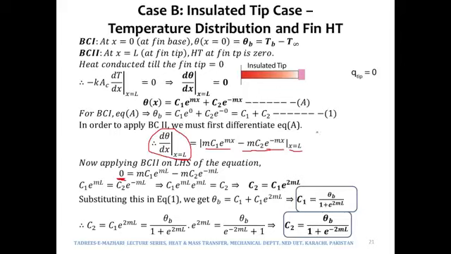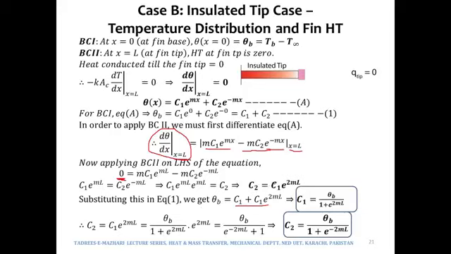Now if you put this in 1, and 1 says that theta b is c1 plus c2, so therefore c2 can be written as c1 e to the power 2 ml. So now we have got only c1. So if we take c1 common, it would be 1 plus e to the power 2 ml, and we need to take that thing into the denominator of theta b. So therefore c1 would be theta b upon 1 plus e to the power 2 ml.